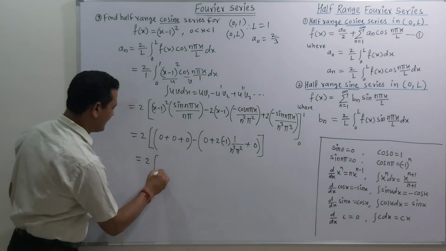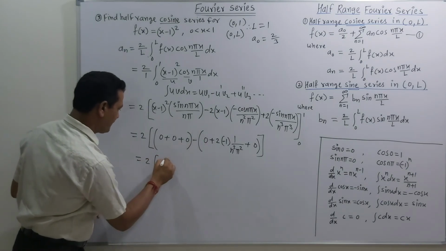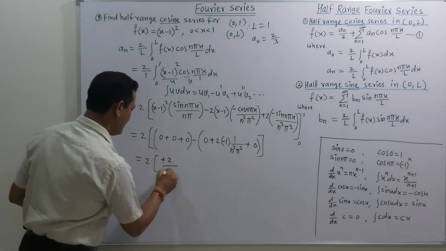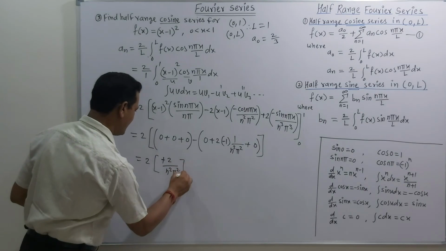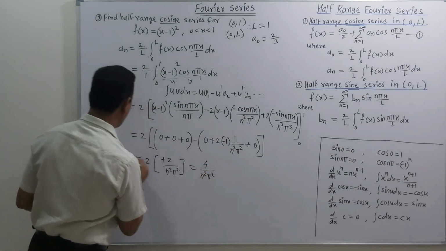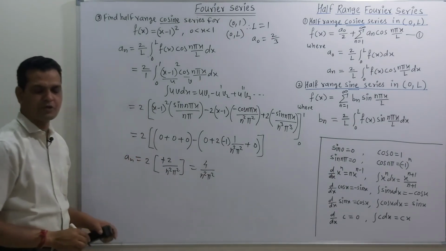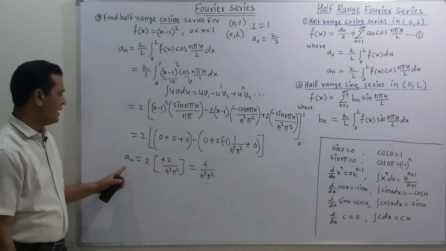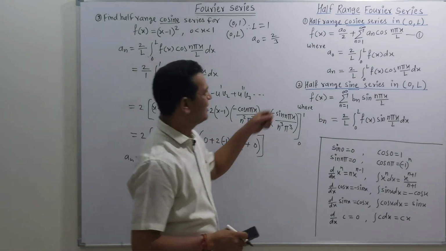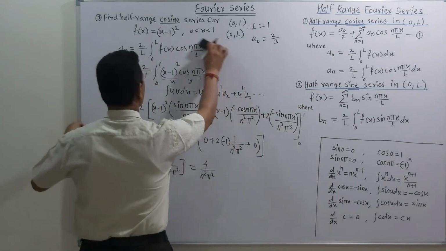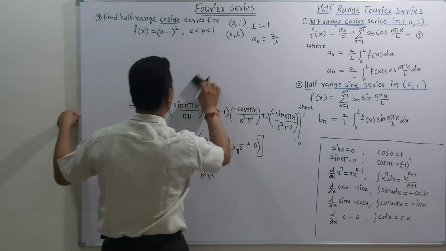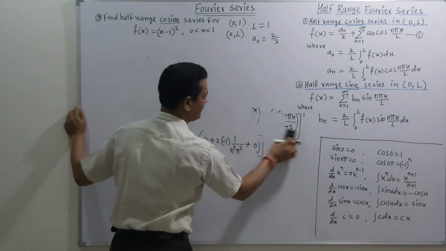So if we simplify this, then we get 2 into this is minus 2, then minus minus become plus 2 upon n square pi square, and finally we write this as 4 upon n square pi square. So this is the value of our second coefficient, which is denoted by an. After getting the value of the second coefficient, put the value of a0 and an in our equation number 1. So let's do the substitution. This is very simple. Simply put the value of these two terms, we get the required answer.